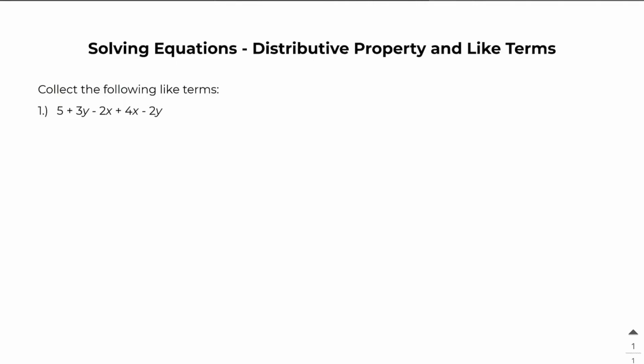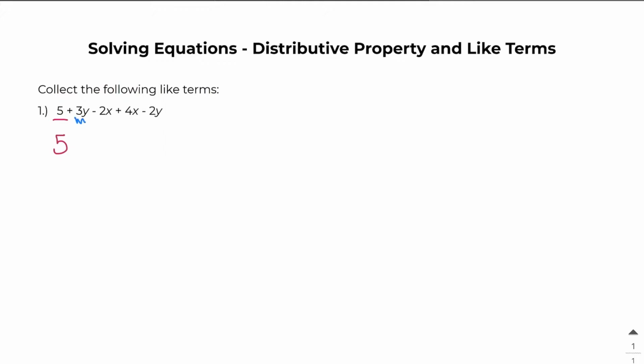Hey everyone, so we are continuing our note on page 4, and we're talking about solving equations by using the distributive property and collecting like terms. So just a reminder, how do we collect like terms? Like terms have to have the same variable and the same exponent. So for example, if I have this 5 right here, there's nothing else like the 5, so I would copy that down. There's no other constants.